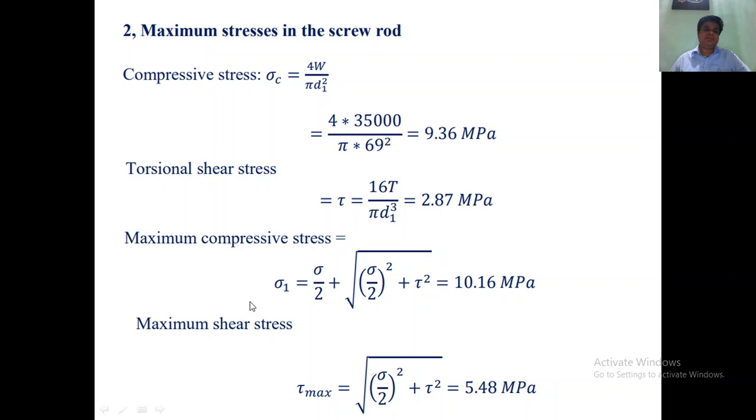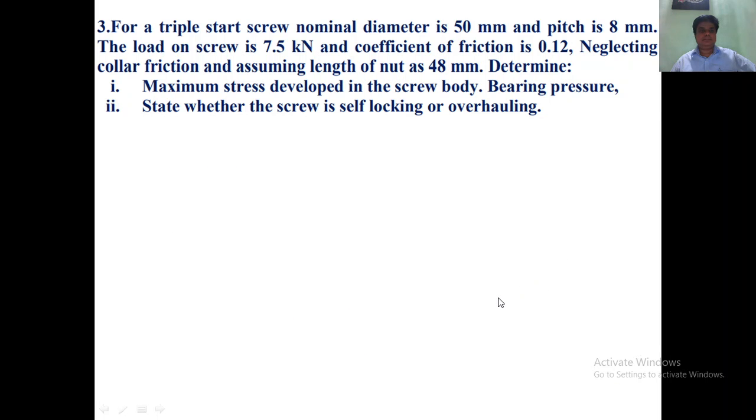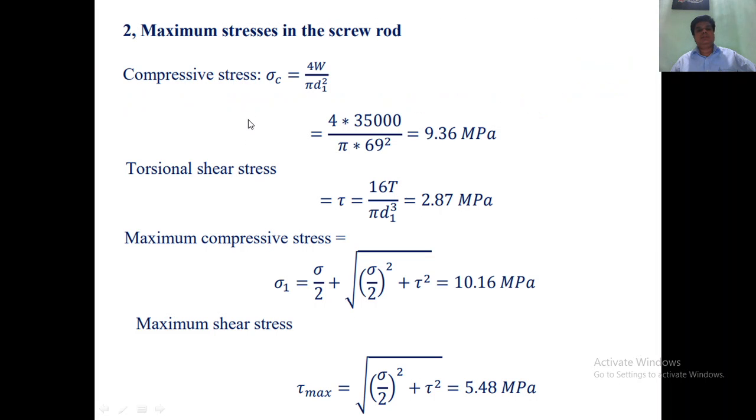Similarly, you can calculate the maximum shear stress. So this part is the maximum shear stress. You can substitute the values in the equation. All the values are known. This is the direct compressive stress, and this is the torsional shear stress. Substitute that and you will get the shear stress as 5.48 megapascal. So this is how we can find out the different stresses induced in the screw rod because of this load applied, or the weight to be lifted.